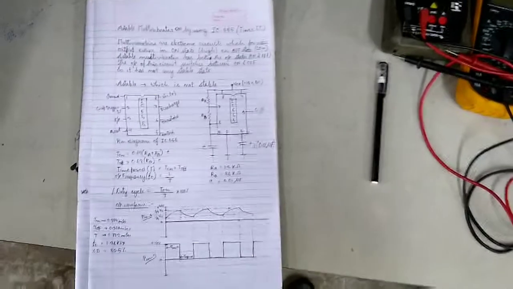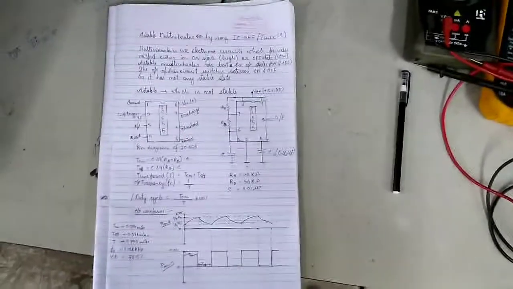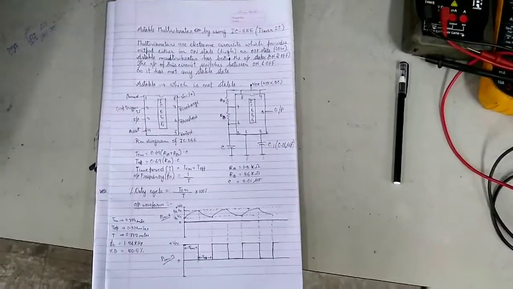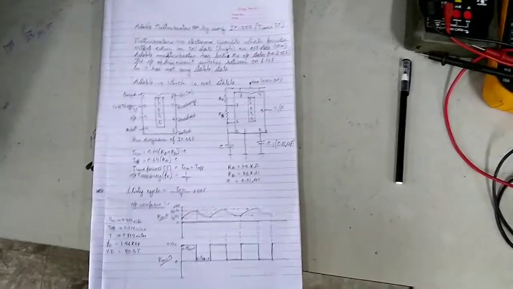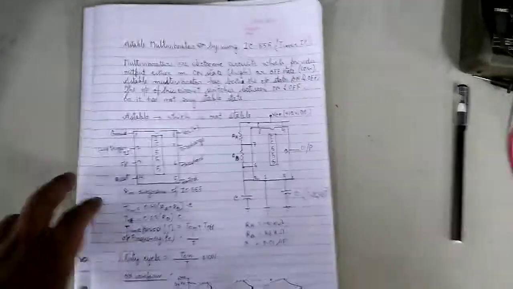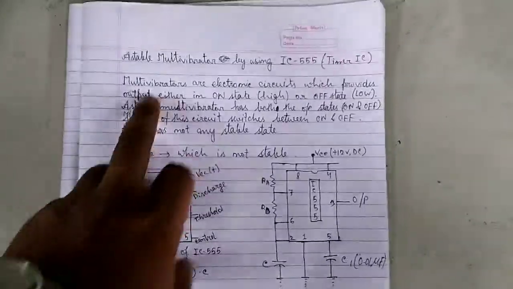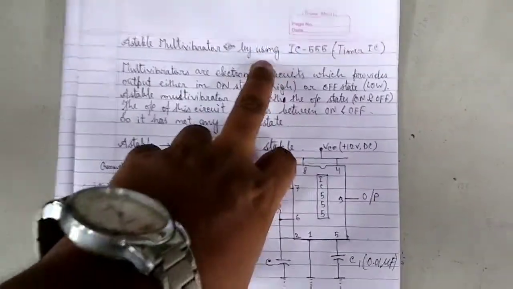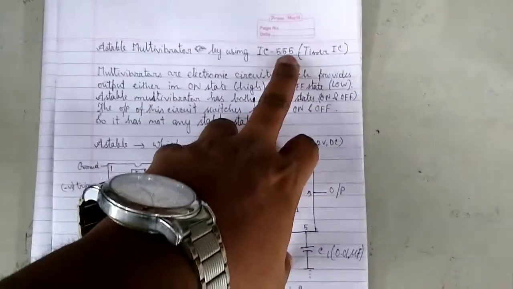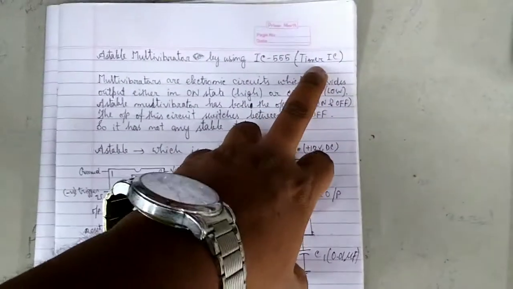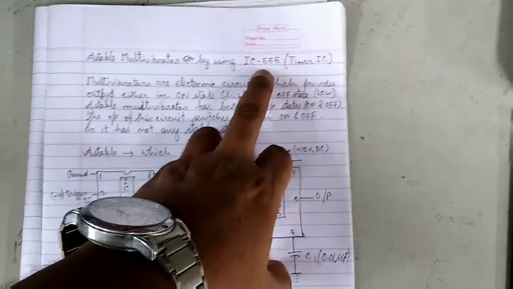Hello students, this tutorial is for multivibrator. So this is the first multivibrator. This is called Astable multivibrator, and this IC has been used. It is a timer IC and the number of the IC is 555.